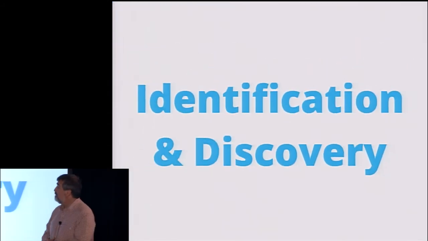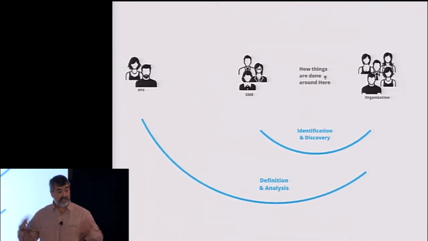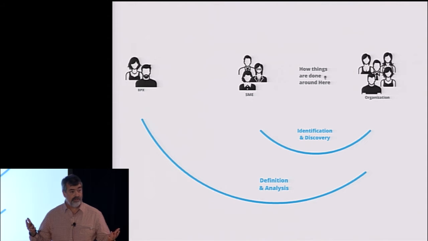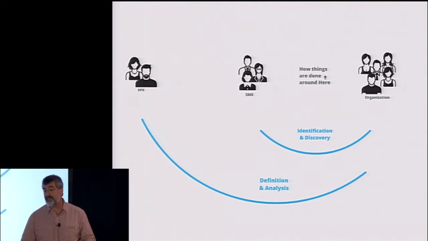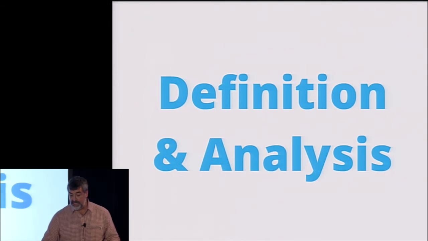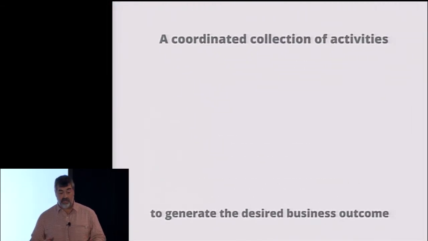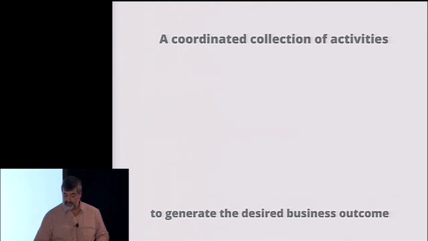So I've talked about identification and discovery. So now that I have this collection of activities identified and somewhat structured, I want to involve some business process experts into this game. And we're going to fall into definition and analysis. So in definition and analysis, at that level, I have my coordinated collection of activities, and I'm trying to generate some business goal or some business outcome.